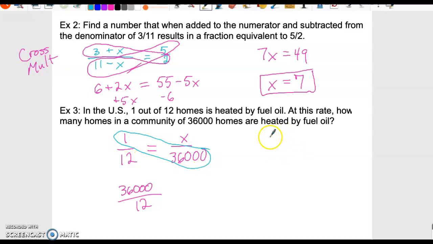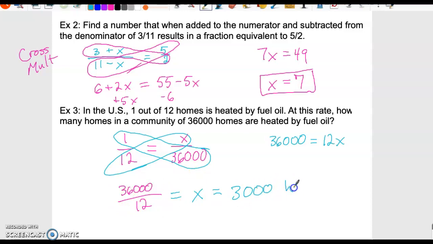multiplication. Well, 1 times 36,000 is 36,000. And the other cross product would be 12x. So to solve that problem, you would divide by 12 over, which is the work that I was about to write down. 36 divided by 12 is 3, so we're looking at 3,000 homes.